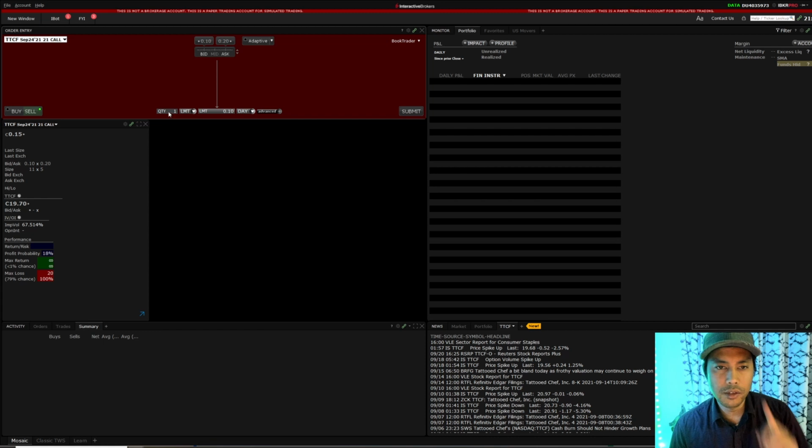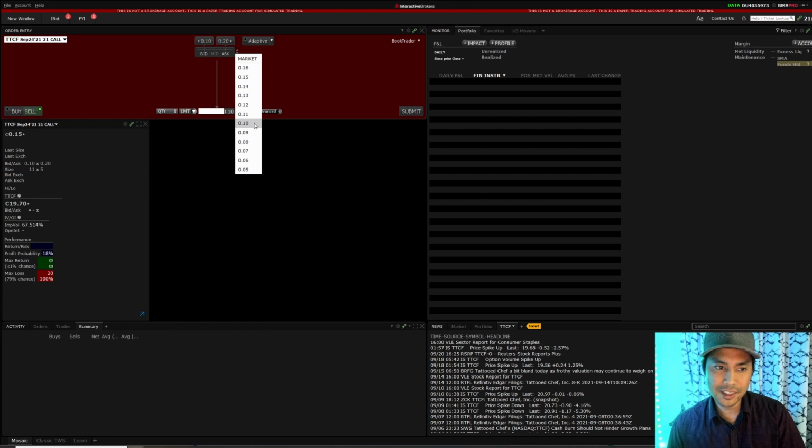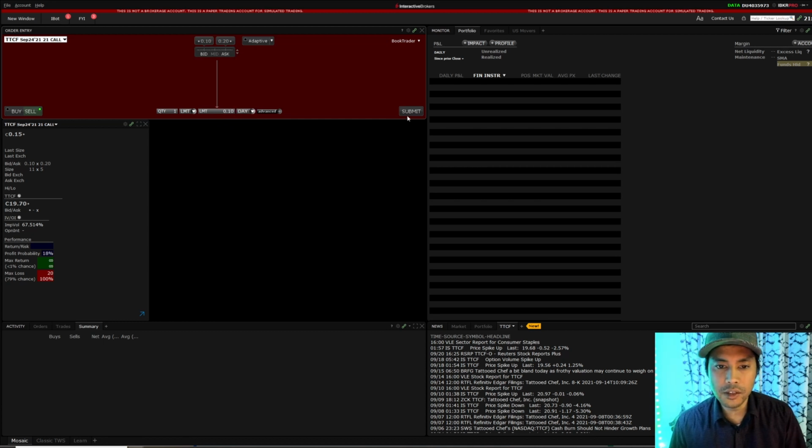So once we're in the screen, we make sure we click the sell, and what we want to do here is a quantity of 1 that we want to sell, because 1 equals 100 shares, and we want to make sure it's on limit. And what we're going to do now is have a look at the limit. So the lower end is 10 cents and the higher end is 20 cents. What I'm going to do is leave it at 10 cents because I really want to sell this option. Now we've selected 10 cents, you just hit submit.